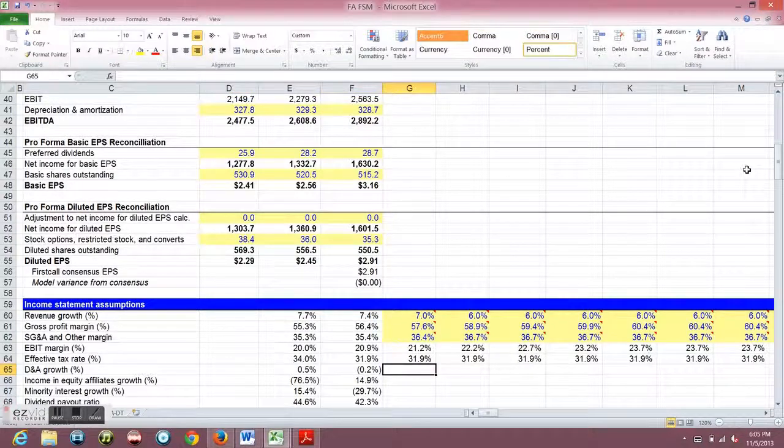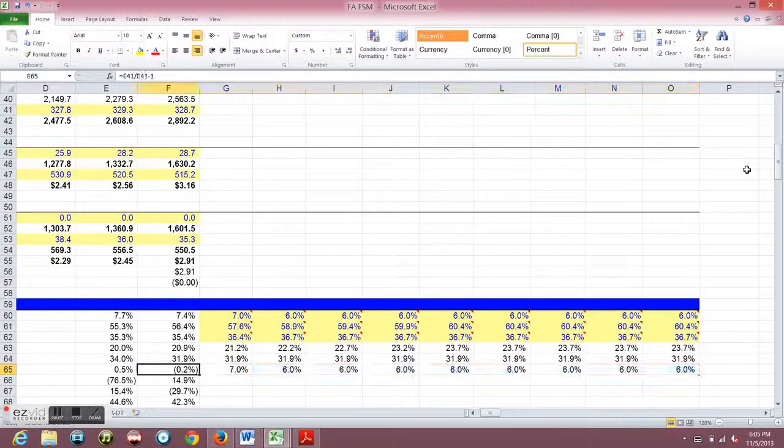As for D&A growth, we're going to leave that at 7% because we don't have sufficient information about that. So it's going to be typically the same as revenue growth.